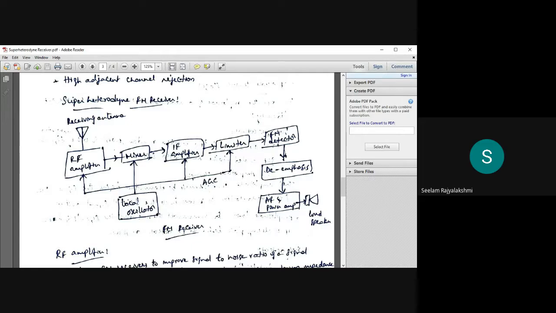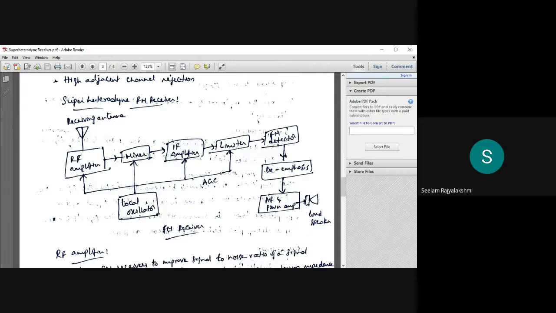Now let us discuss the RF amplifier. So here we have the receiving antenna. This is for the frequency modulation receiver. And now let us discuss the RF amplifier. This RF amplifier, or radio frequency amplifier, which is used in frequency modulation receivers, improves the signal to noise ratio of a signal.